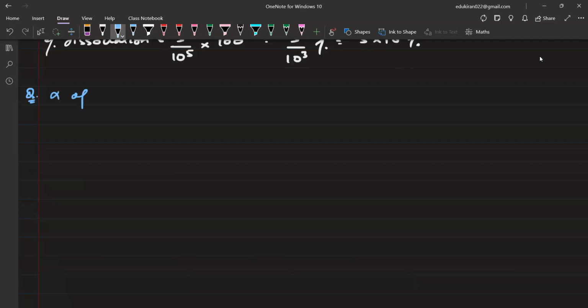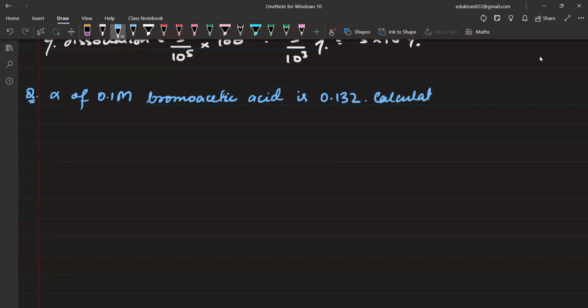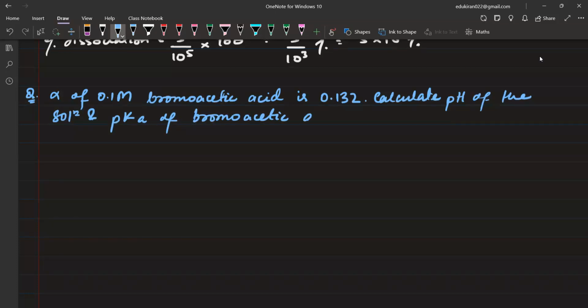They have given alpha of 0.1 molar bromoacetic acid is 0.132. ठीक है, calculate pH of the solution and pKa of bromoacetic acid. ठीक है, देखिए बहुत आसान है.